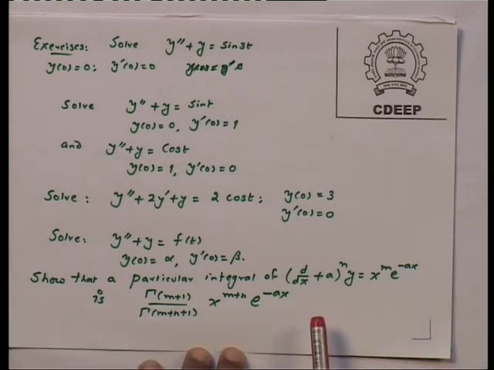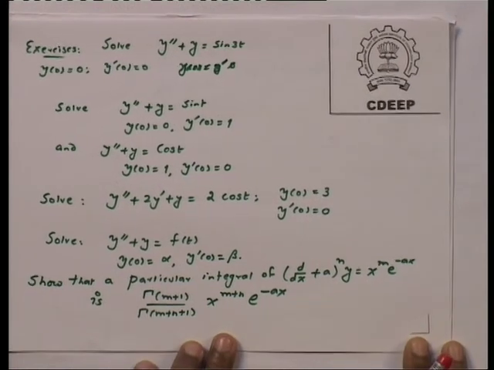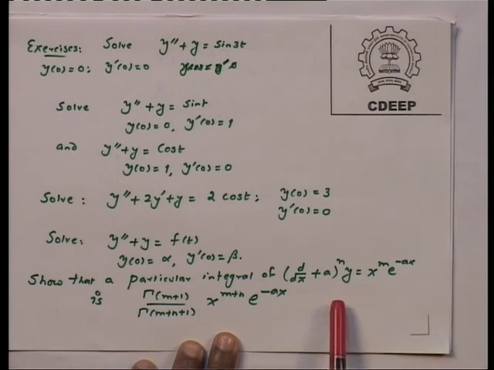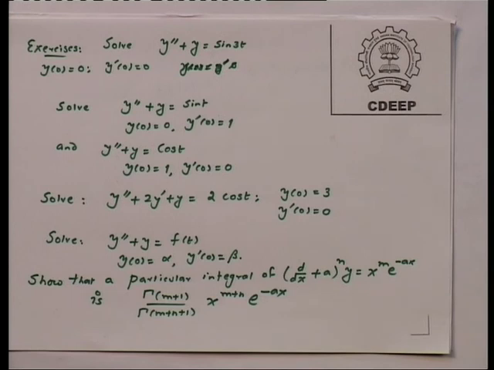The last one is very interesting if you notice. Show that a particular integral of (d/dx plus a) to the power n y equal to x to the power m e to the power minus ax is gamma(m plus 1) upon gamma(m plus n plus 1) into x to the power m plus n e to the power minus ax. This is very interesting, the last one is particularly interesting. Try to get it from Laplace transforms. Here you want a particular integral for the last one.